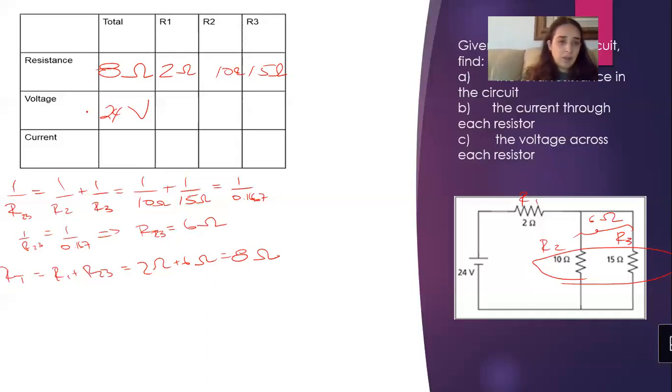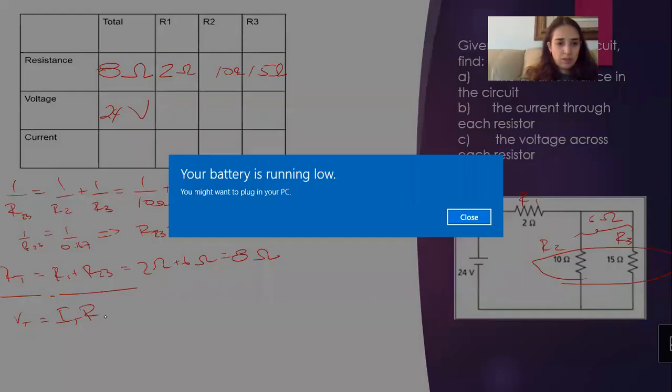Now that I have what my voltage and my resistance are, I can find my total current using Ohm's law. So I'm going to put a line here. So Ohm's law would be V total equals my total current times my total resistance.